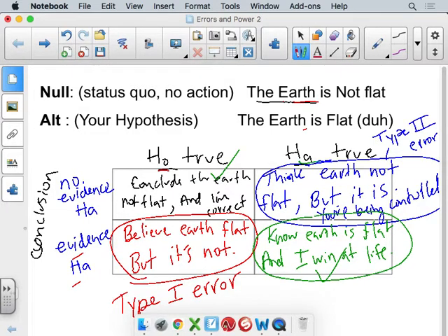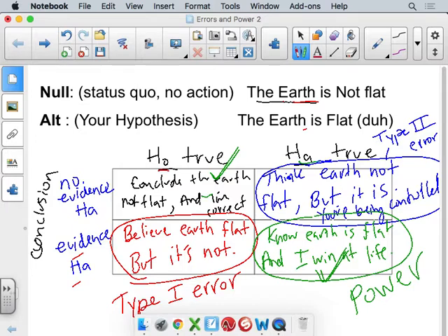When you think the alternative, and the alternative is true, so your hypothesis is correct, like I think the coin's unfair, and it actually is unfair, this is called power. Like my alternative is the government's cheating me out of something, and that it's unfair, and then it actually turns out that that alternative is true. That's called power.